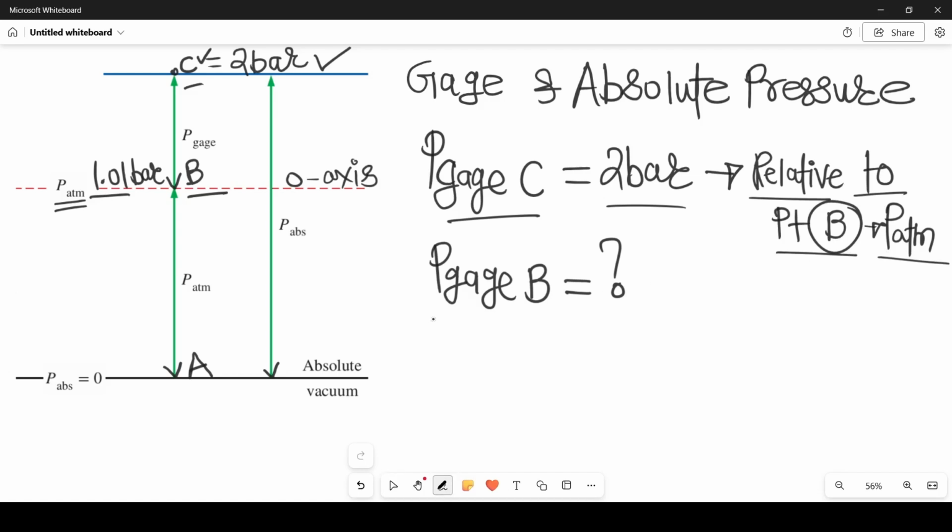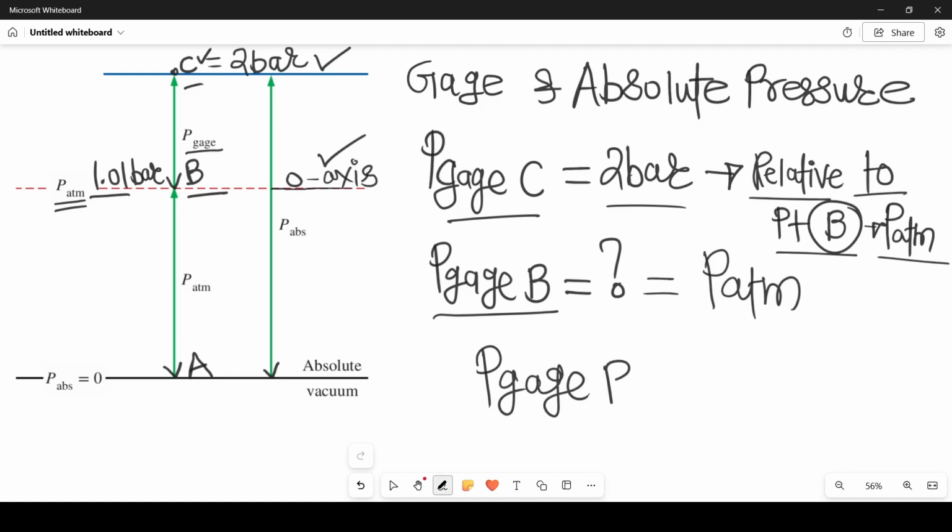So the next question is, what is the gauge pressure at point B? The pressure at point B is equal to the atmospheric pressure. So whenever we are measuring gauge pressure, we are considering the atmospheric pressure as the zero axis pressure. So when we measure gauge pressure, we consider the atmospheric pressure axis as zero pressure. So the gauge pressure at point B is equal to 0 because it is equal to atmospheric pressure.